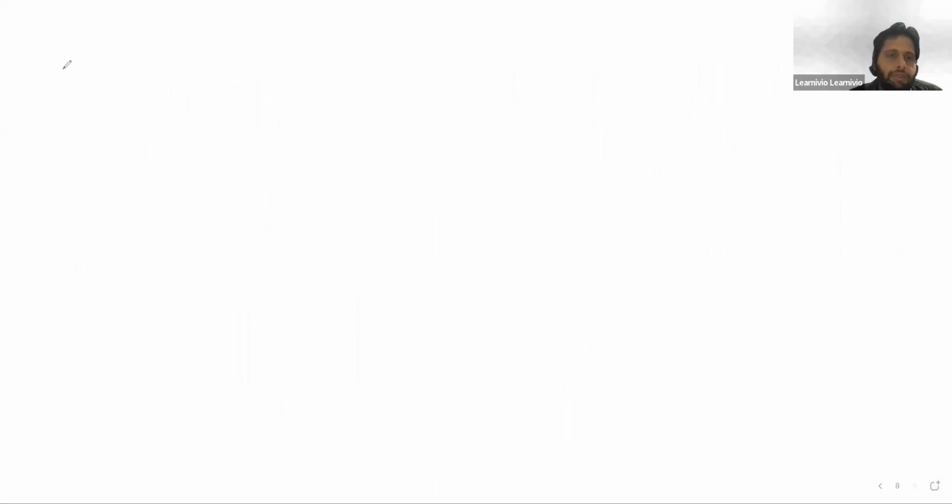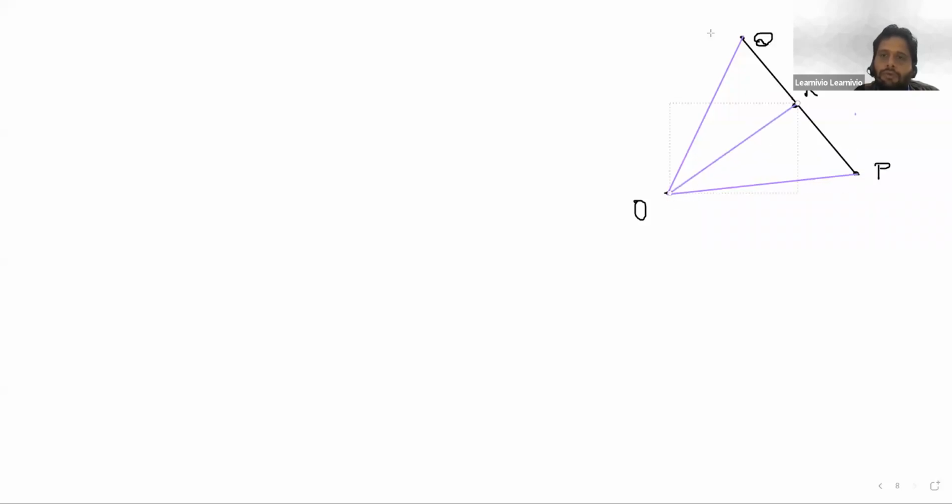Now I will derive one more formula, then I will give you a question which came two times earlier. Let this be the origin, and you have two points, P and Q. Please don't note right now, just check this. P and Q are two points, and suppose R is the midpoint of PQ.